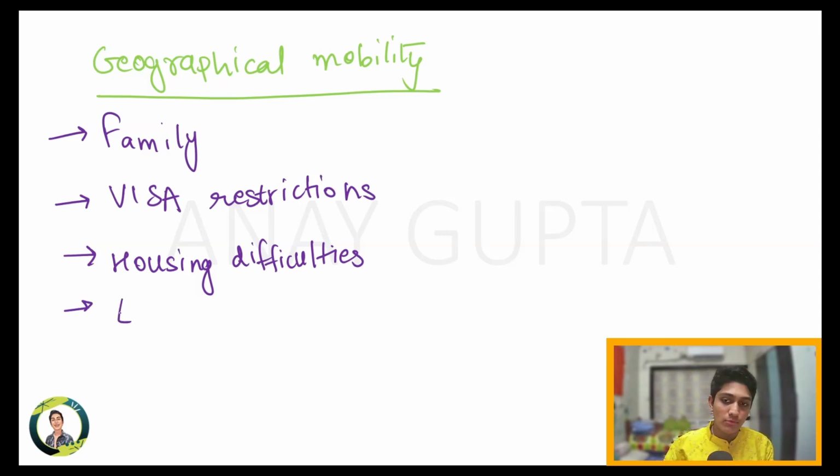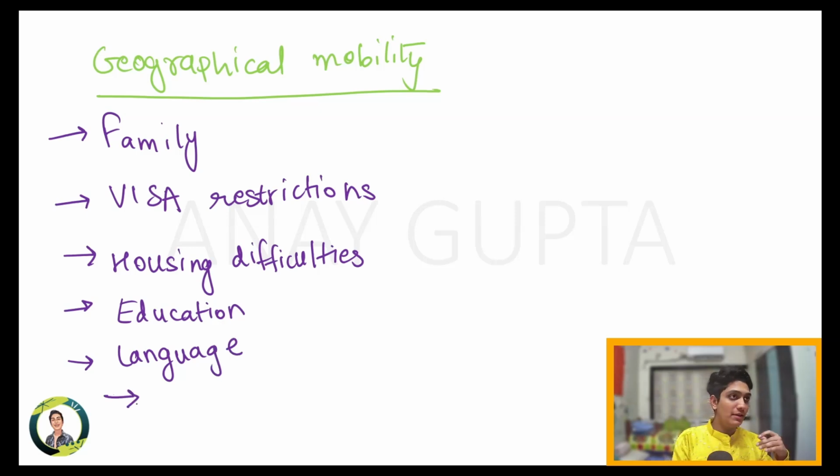Then the problem could be education. If he has children, then the children's education does not permit him to relocate. Also there may be language barriers. That might be a problem. If I can only speak English and you ask me to move to Spain, and I cannot speak Spanish, I cannot work in a job in Spain, right?